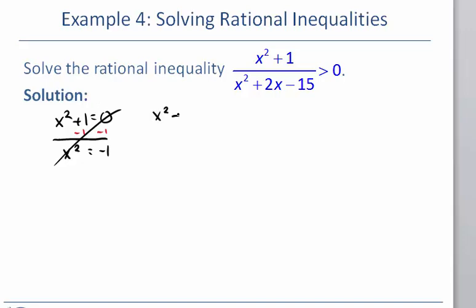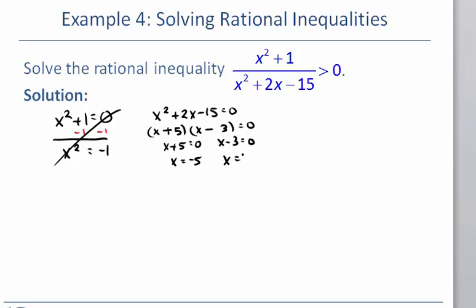For the denominator, x squared plus 2x minus 15, we will factor this into x and x, 5 times 3, making 15. And remember, the positive 2 indicates that the bigger number, the 5, should be positive and the smaller one should be negative. And so out of this one, we will get an x value of -5 and an x value of 3.